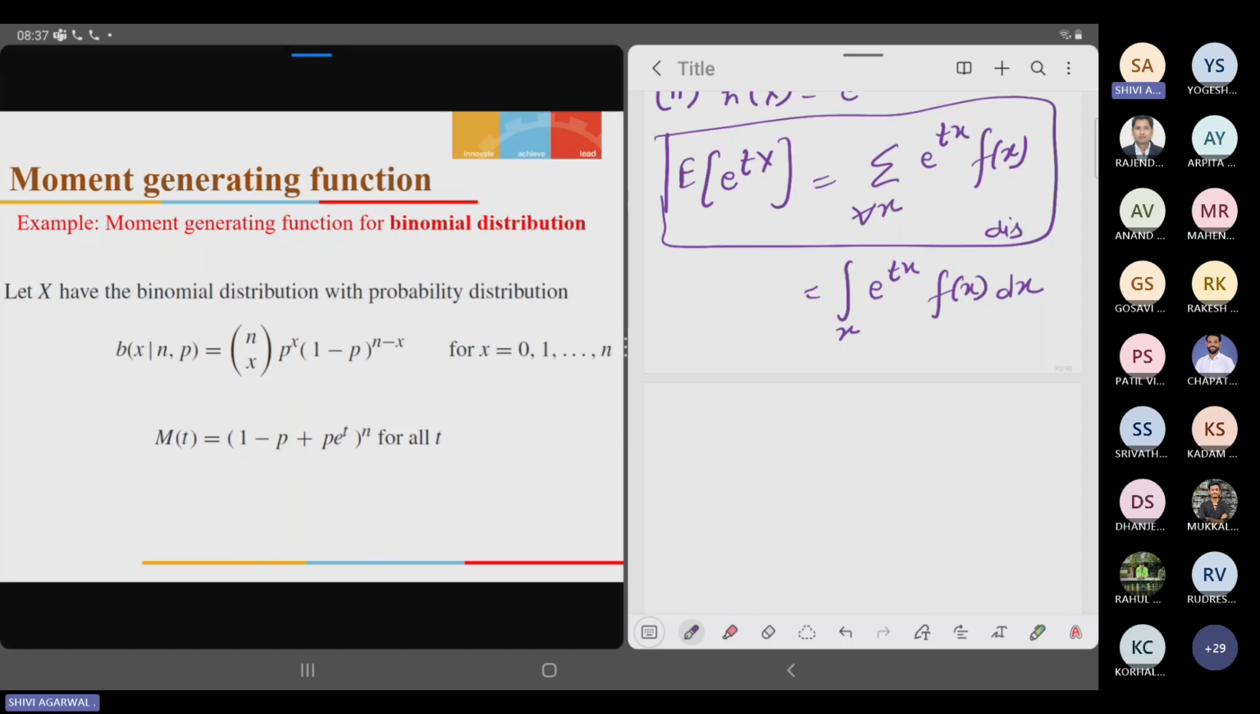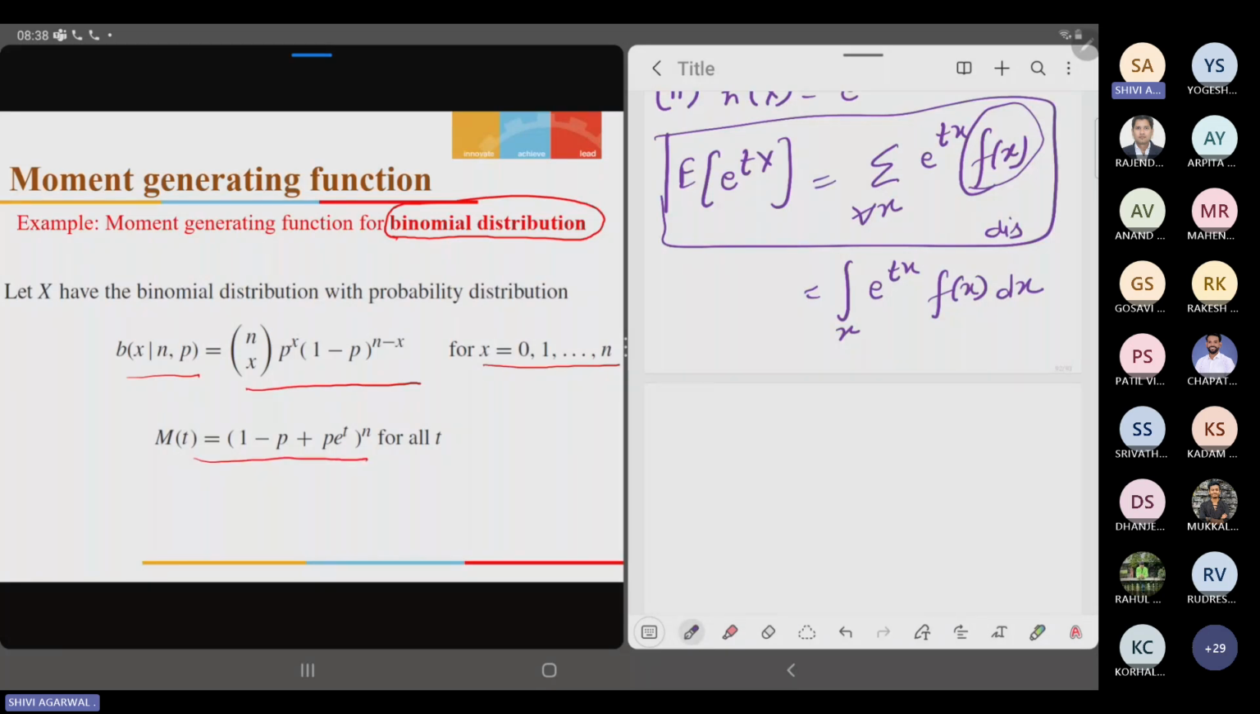Now we are doing the moment generating function for each distribution. Firstly, we are defining the binomial distribution. It is required to be either discrete or continuous, and then we use the joint density function. If you can recall, the probability density function of a binomially distributed random variable is nCx p to the power x, 1 minus p to the power n minus x, for x equal to 0, 1 to n. In that case we have to prove the moment generating function.